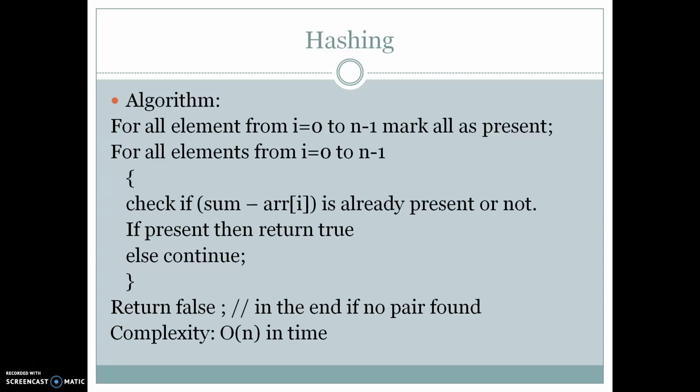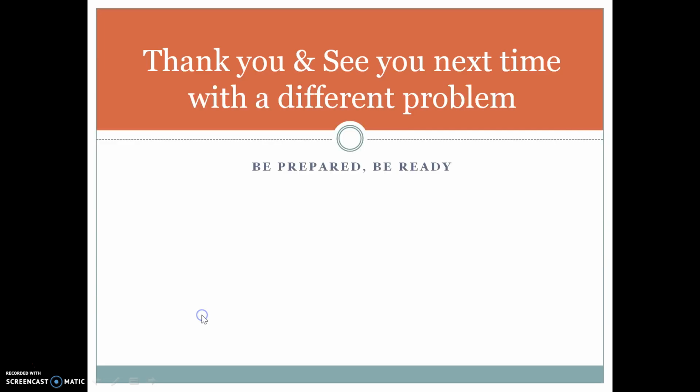So here we are going to see the algorithm of the hashing technique. For all elements from i equals 0 to n minus 1, mark all as present in the hash map. Now trace the array from i equals 0 to n minus 1. Check if sum minus array of i is already present or not. If it is, then return true, else continue. In the end, if we don't find it, then we return false.